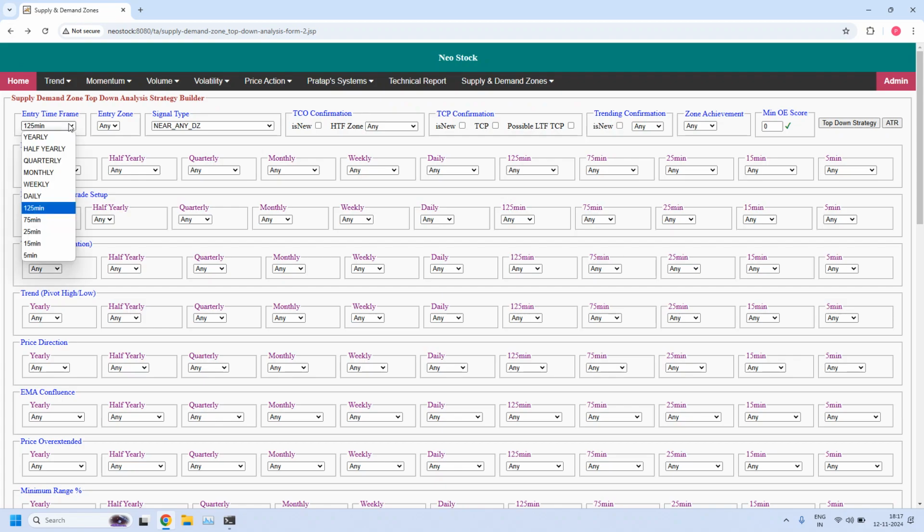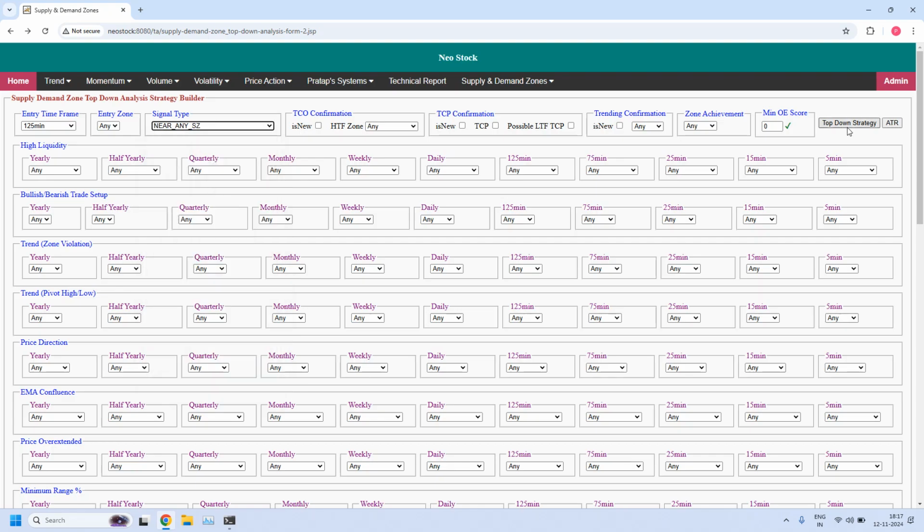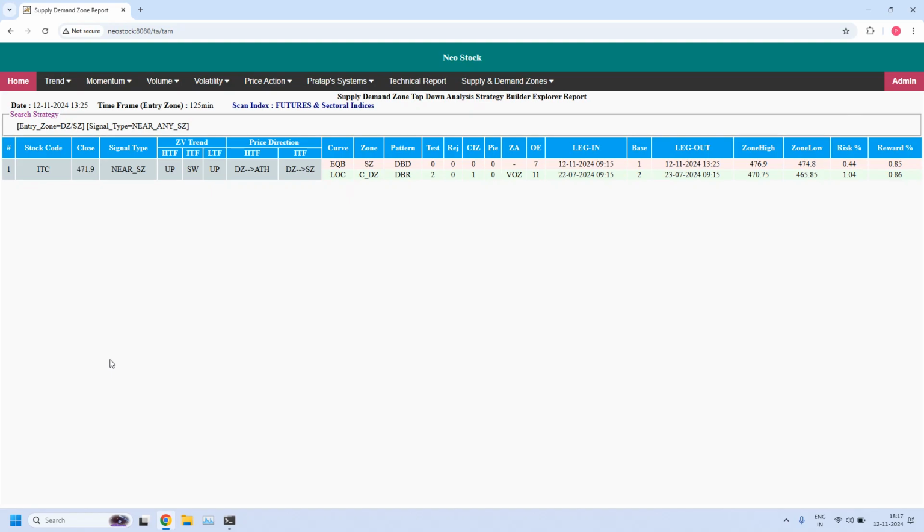Next, for the 125 minute time frame, let's find the stocks where price closed near the 125 minute supply zone. Only one stock is filtered.